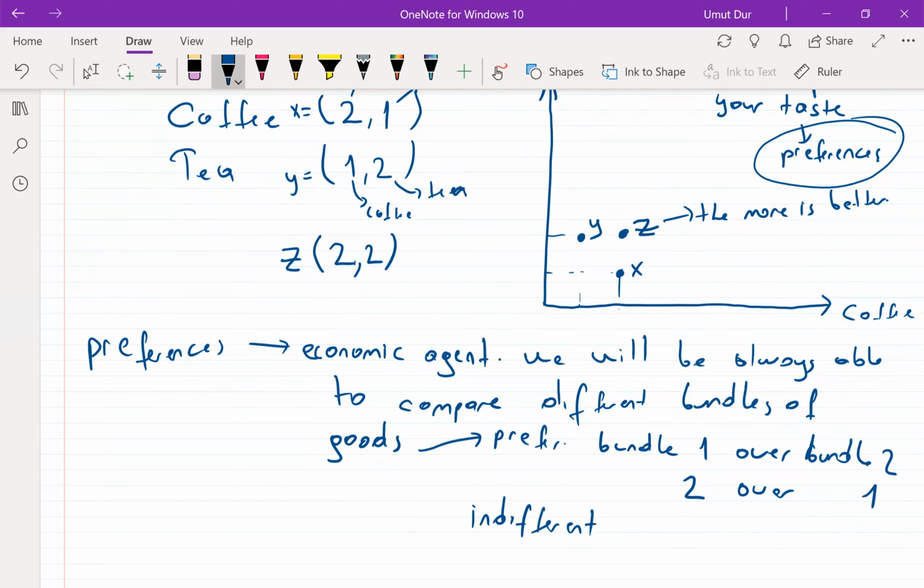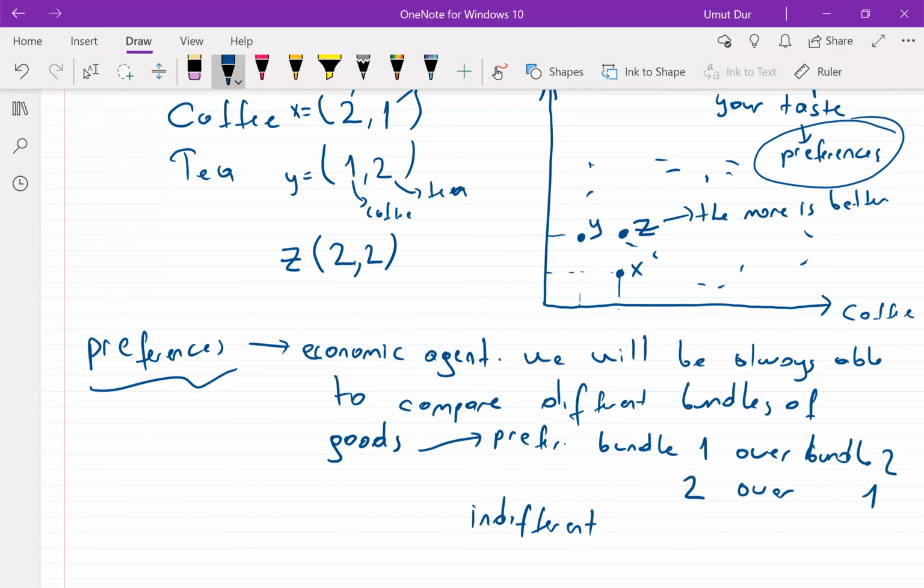Birinci bundle'ı 2'ye tercih edebiliriz, ikinciyi 1'e tercih edebiliriz ya da ikisi arasında indifferent kalabiliriz. It's all allowed. But what I just want from the agent, whoever we are considering right now, is to rank those bundles. For example, if I give the options based on pizza and pita, I just want you to rank all those options on this graph. So that is what we will do here.